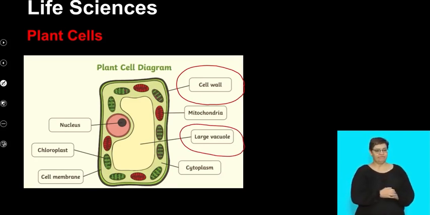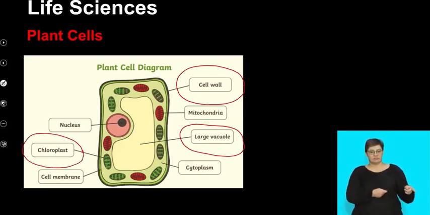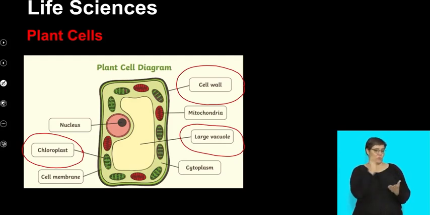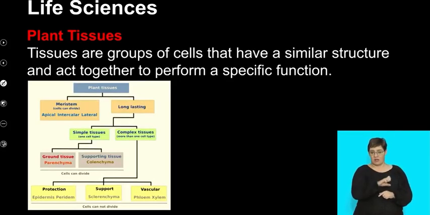What else does a plant have that an animal doesn't have is a chloroplast. So obviously, if we're thinking of plant tissue, if it's going to photosynthesize, we're going to find chloroplasts in those. So always keep that in the back of your mind. Plant cell: cell wall, large vacuole, and it could have chloroplasts.